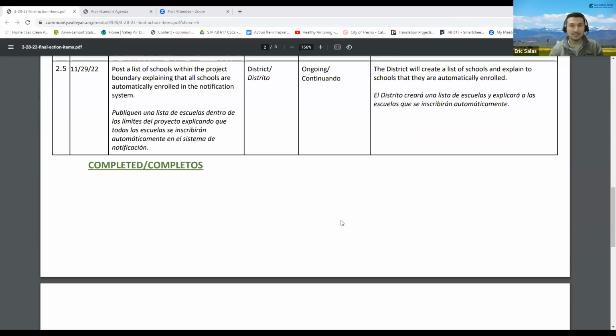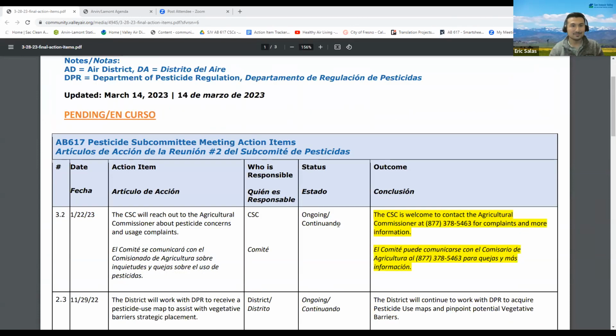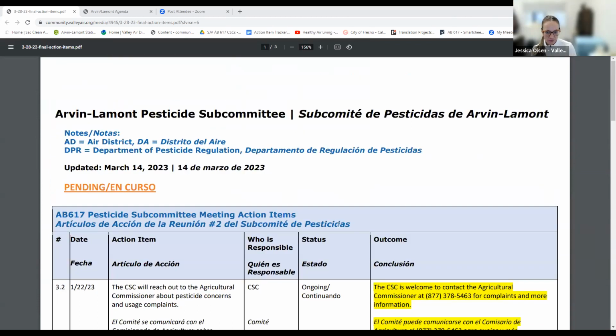Can you all see the action items? Yes. Alrighty, perfect. So we had a couple of action items that are pending from our last pesticide subcommittee meeting.